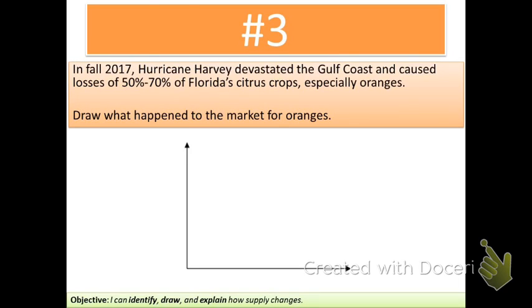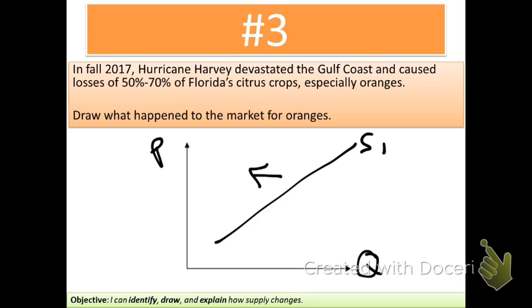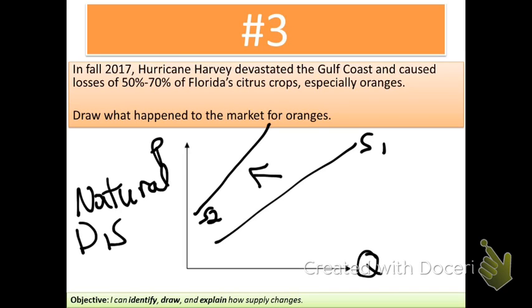In fall 2017, Hurricane Harvey devastated the Gulf Coast and caused losses of 50 to 70% of Florida's citrus crops, especially oranges. Draw what happened to the market for oranges. So we draw our graph, and because of this natural disaster, we're going to have a supply shift to the left, a decrease, and the reason again is a natural disaster. And that's number 3.